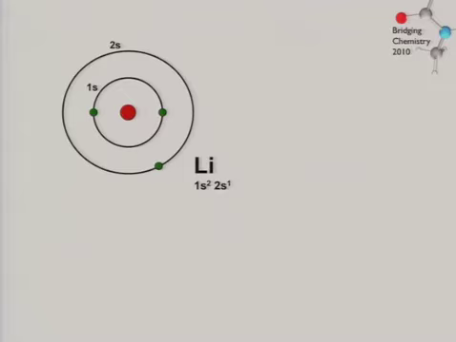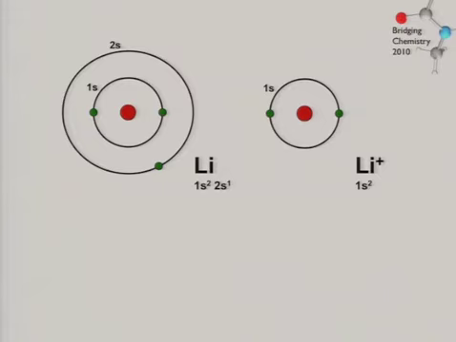So, lithium atom, which should look familiar, 1s orbital, 2s orbital. If we then look at the cation, we're going to remove that valence electron, and we've shifted now into the 1s orbital, and so the cation is a lot smaller than the atom.